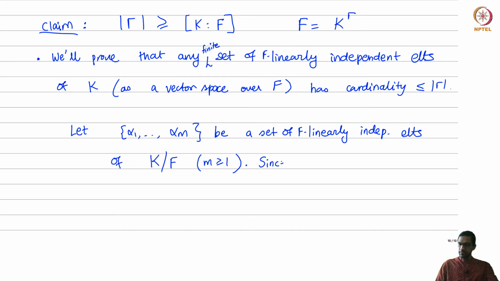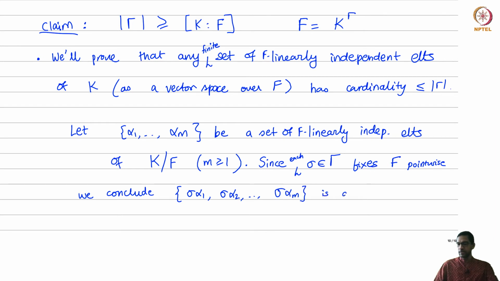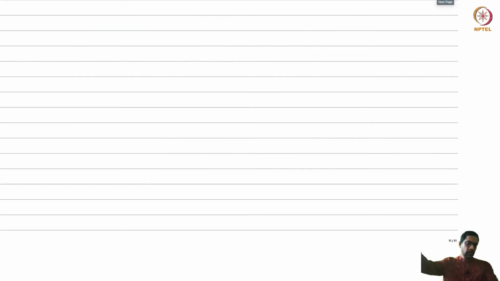Since this is linearly independent, from this we can get many other linearly independent sets as follows. You pick an element sigma in Gamma; since it fixes the field F pointwise, in other words, since it's a fixed field, sigma acting on an element of F gives you back that same element, we conclude the following: the collection sigma alpha_1 through sigma alpha_m, you just apply sigma to all these earlier elements, is also an F-linearly independent subset of K.